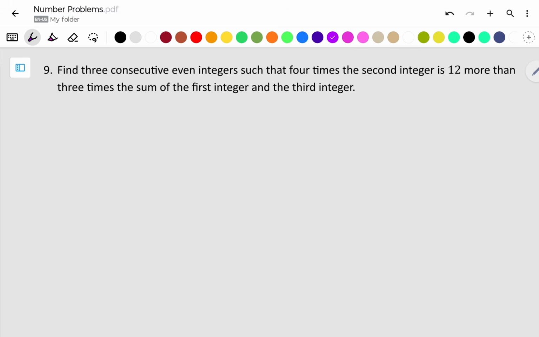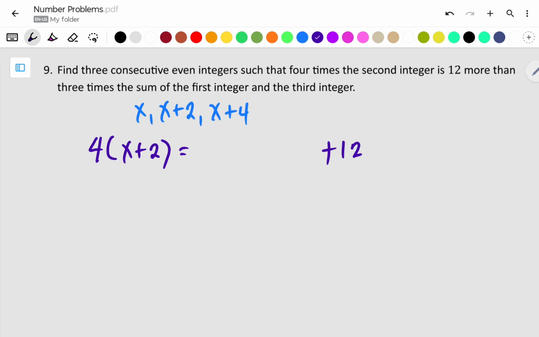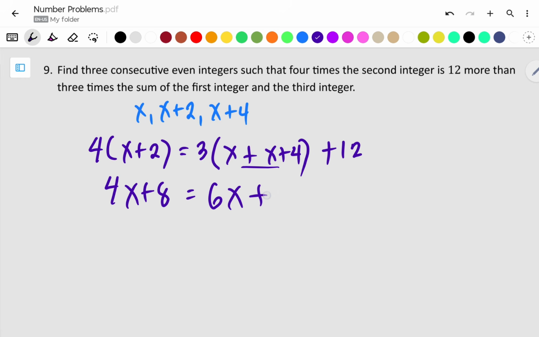Number 9, find three consecutive even integers. So x, x plus 2, and x plus 4, such that 4 times the second is 12 more than 3 times the sum of the first and the third. So 4x plus 8 equals x plus x is 2x, 3 times 2x is 6x, plus 12.